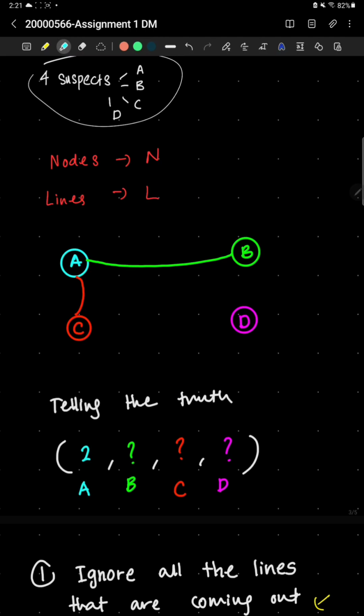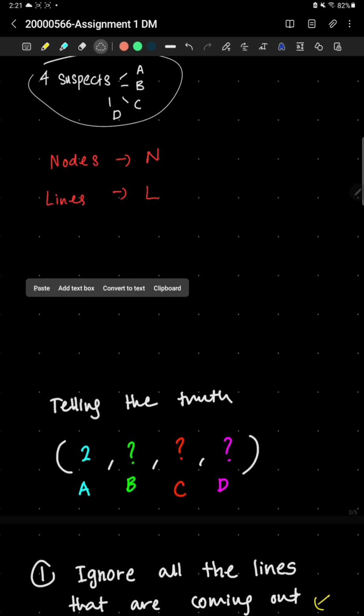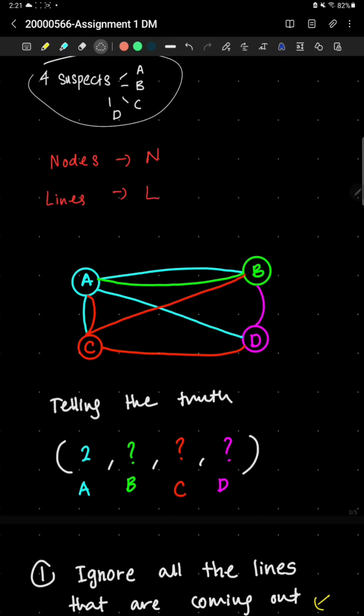Now we go for B. For B, we remove all the lines that are directly from B. Then we ignore all the lines that are not connected to B, which is this one, and this one, and this one, and this one. So we only have 3, which is A, C, and D accusing B. So we have 3 suspects that are telling the truth for B.